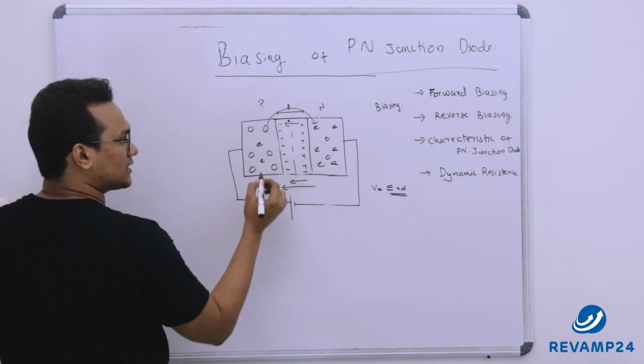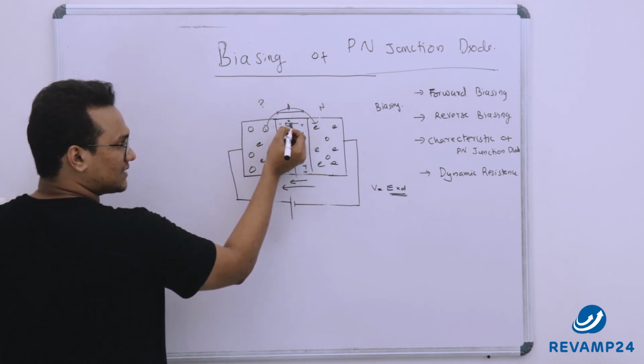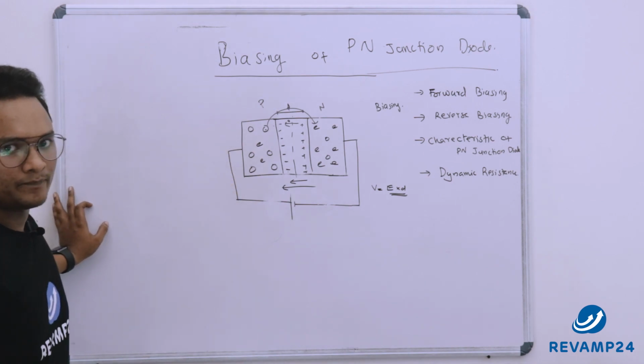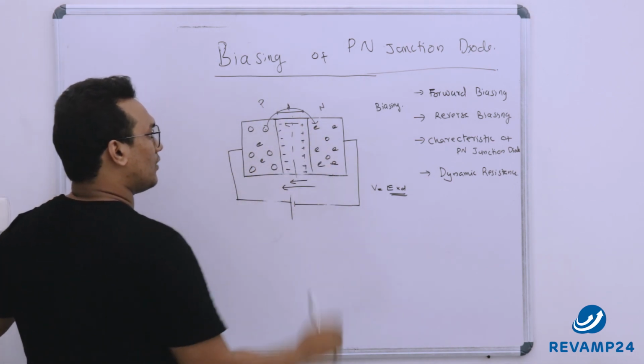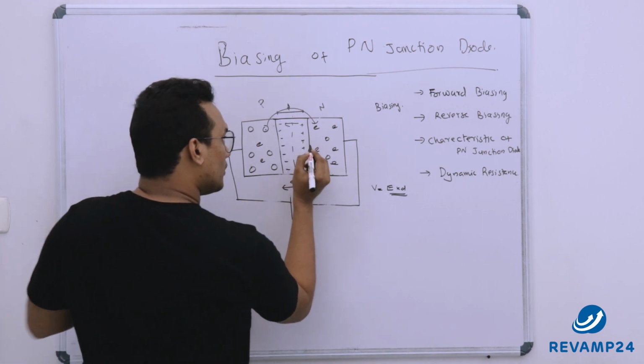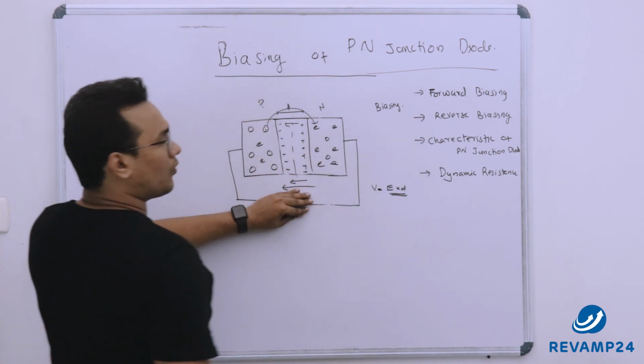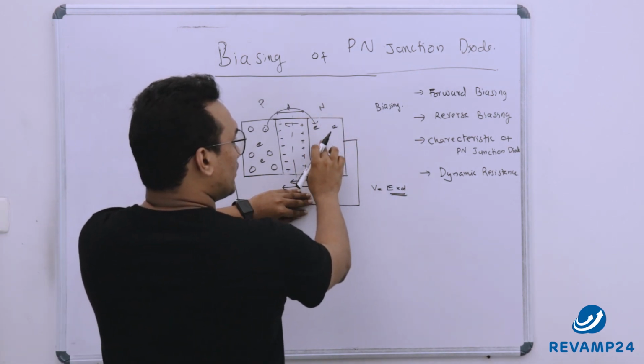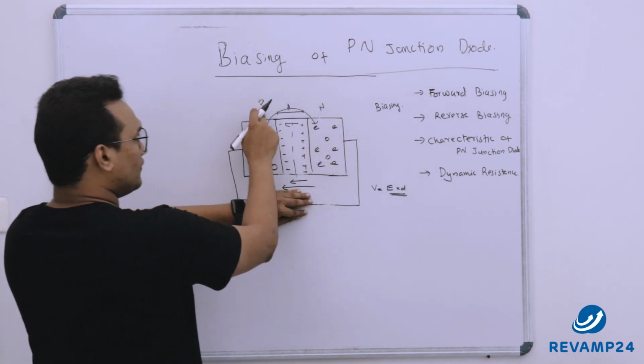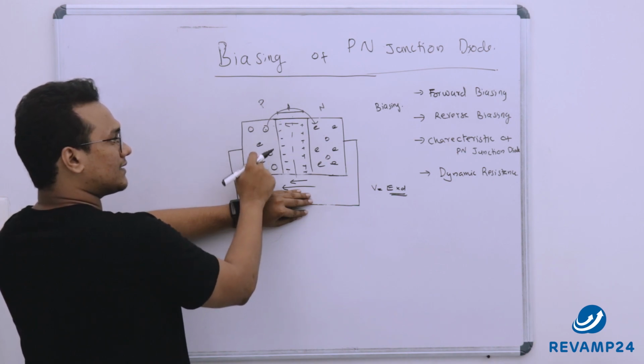If I keep a positive charge here, then the positive charge has a tendency to move in this direction. But at the same time, one thing is very important: there would be current due to minority charge carriers. Here we have a lesser number of holes. With n-type, the minority charge carriers are holes. With p-type, the minority charge carriers are electrons.